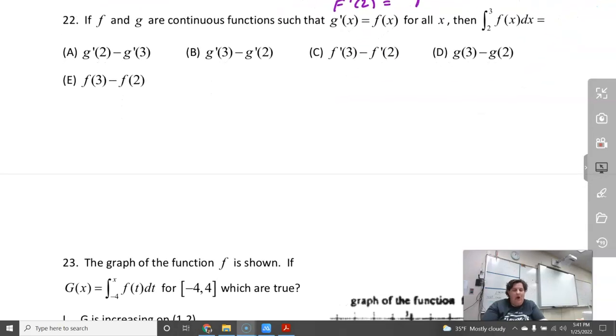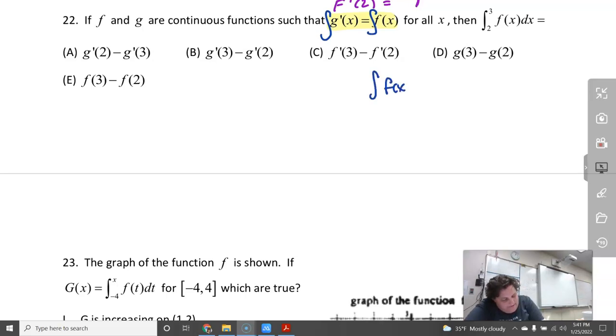Oof. This isn't even that hard. It's just that it's using different letters. Instead of little f and capital F, it's using F and G, and it's like, dude, what? But look, right here, if G prime of x is regular f of x, then look what I can do, you guys. The integral of f is regular g. With me? If g prime is f, then the integral of f is regular g, but it's evaluated from 3 to 2.